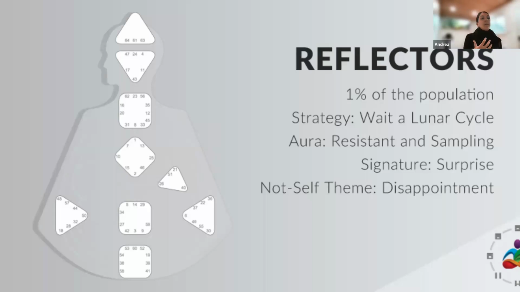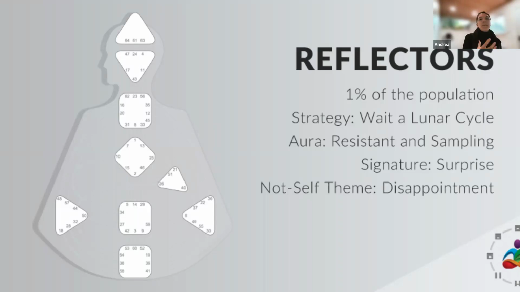Now reflectors, based on human design, are meant to wait a lunar cycle, meaning 28 days, before making a decision. I haven't spoken to any reflectors personally, so I don't know what this looks like for them, but based on human design, it's recommended that they really take time, 28 days or a whole lunar cycle, before making big decisions. This doesn't mean what they want to have for lunch, or what movie they're going to go see, but big decisions about career or where to live.